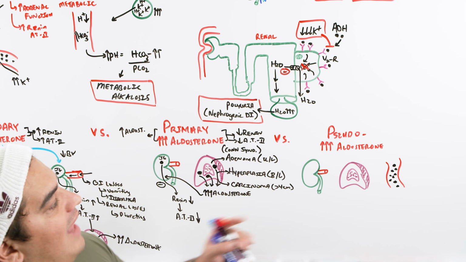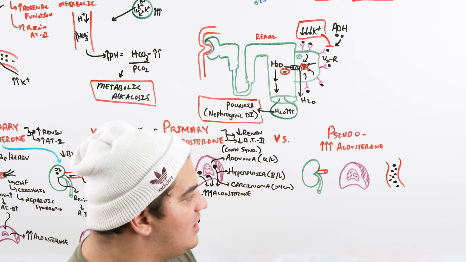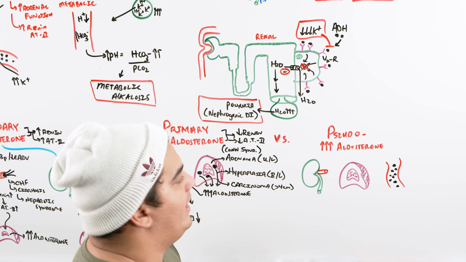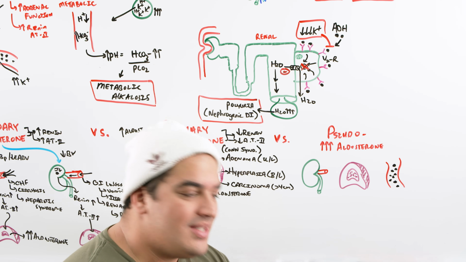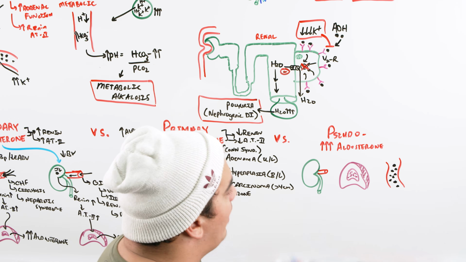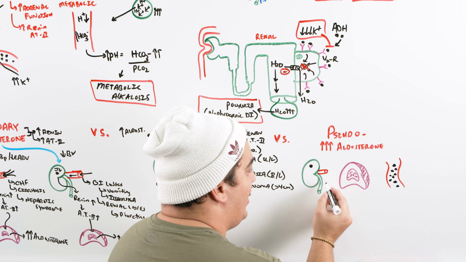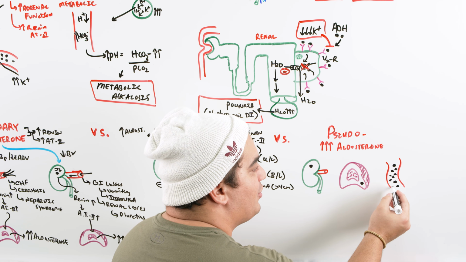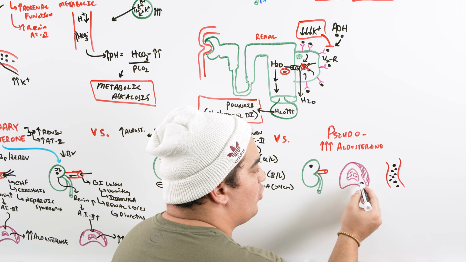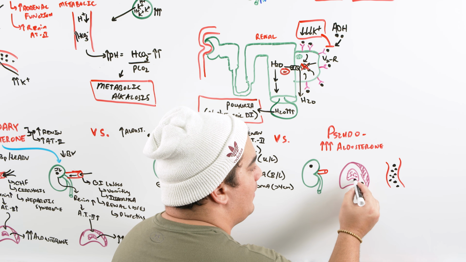All right, my friends, last one, just as a quick little fun fact. You don't have to go crazy about this one, I just thought it was kind of interesting: you can actually have something called pseudohyperaldosteronism. Sometimes you can see this, and it has nothing to do with the JG cells, nothing to do with the kidneys, and nothing to do with the adrenal cortex producing aldosterone. It's actually something very interesting.